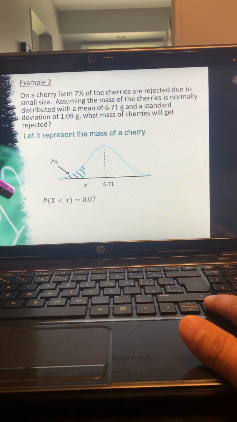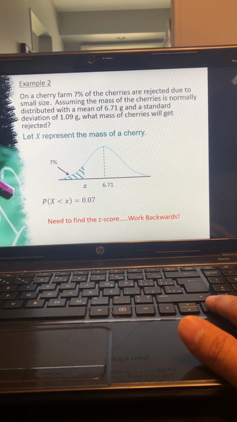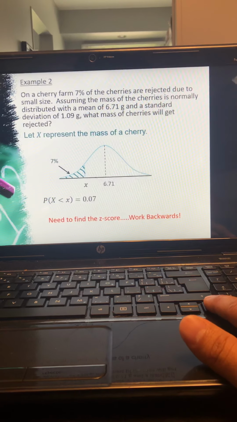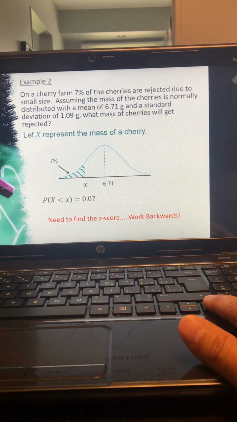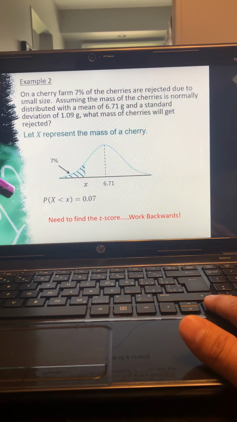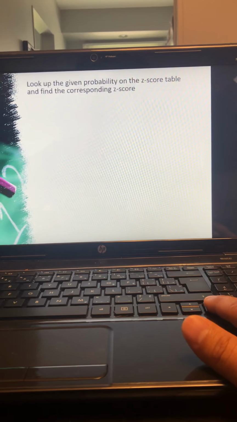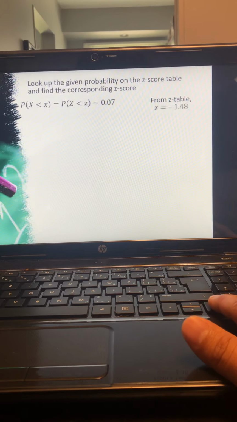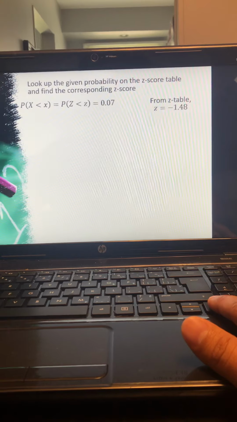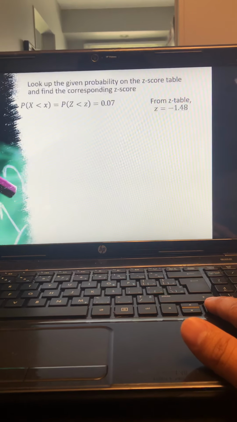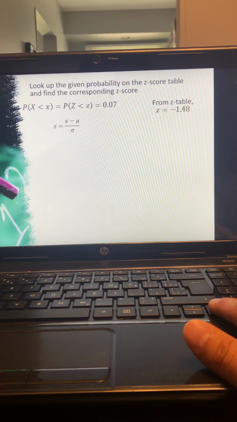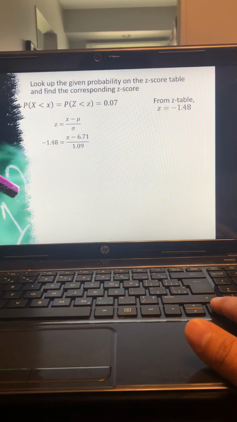So 0.07 turns into a z-score. Once you have the z-score, then you can use the z-score formula to find x. So from the table, 7% is negative 1.48. That's the z-score. You know the z-score formula, so put it into the formula. Now solve for x.